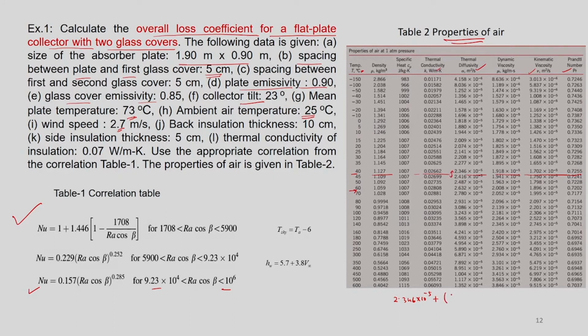This may be 2.416 minus 2.346 divided by 5 into 3, say 43 I am interested. So, that way we can calculate what will be the value of this thermal diffusivity at 43. This kind of calculation we need to do for all the other parameters. So, at temperature 43, the values of thermal diffusivity alpha will be something like this. This is the way we can find out the values where these values are not given in the table.